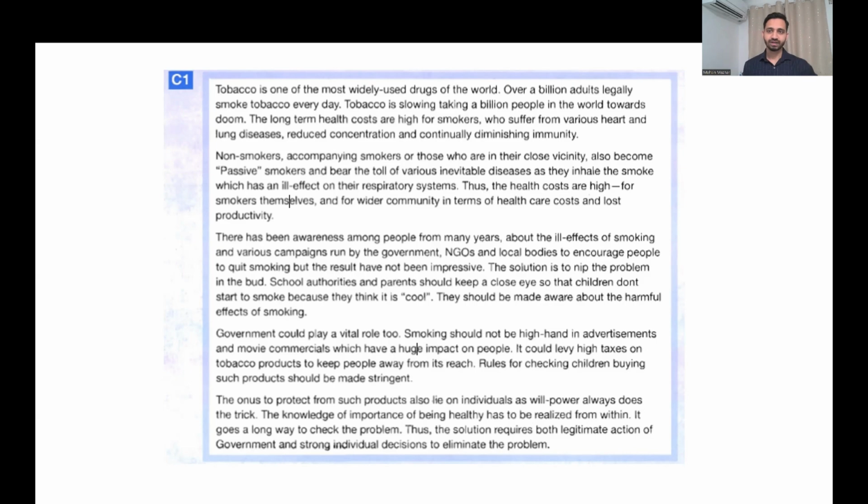And the last paragraph, if you read it, you'll see the opinion in this paragraph. This is your conclusion, isn't it? The onus to protect from such products also lies on individuals, as willpower always does the trick. The knowledge of the importance of being healthy has to be realized from within. It goes a long way to check the problem. Thus, the solution requires both legitimate action of government and strong individual decisions to eliminate the problem.